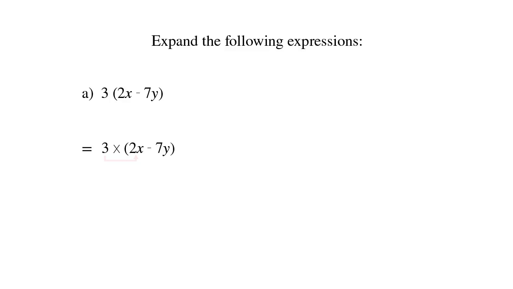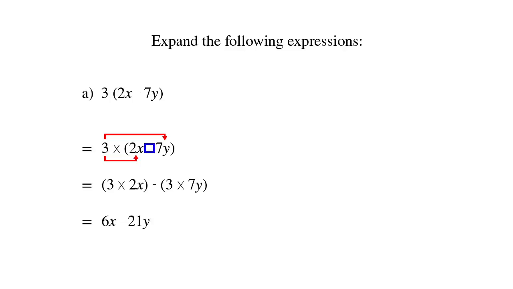So we multiply the 3 by the 2x, and then the 3 by the 7y. But remember, there's a subtract sign or a minus sign in between. So it's 3 times 2x minus 3 times 7y. 3 times 2x is 6x. Minus 3 times 7y is minus 21y. These are unlike terms. They're x and y terms, and they can't be combined together. So our final answer is 6x minus 21y.